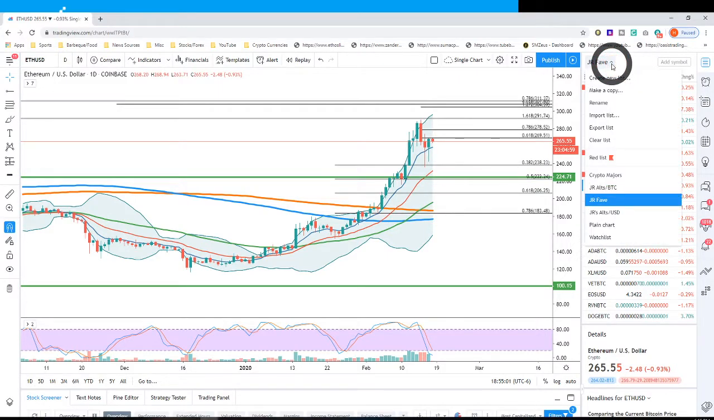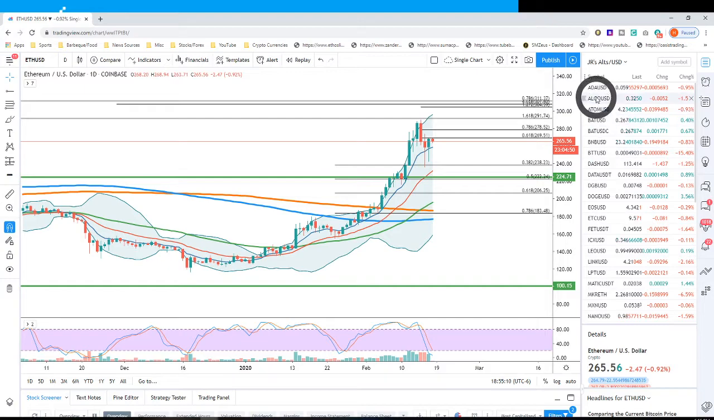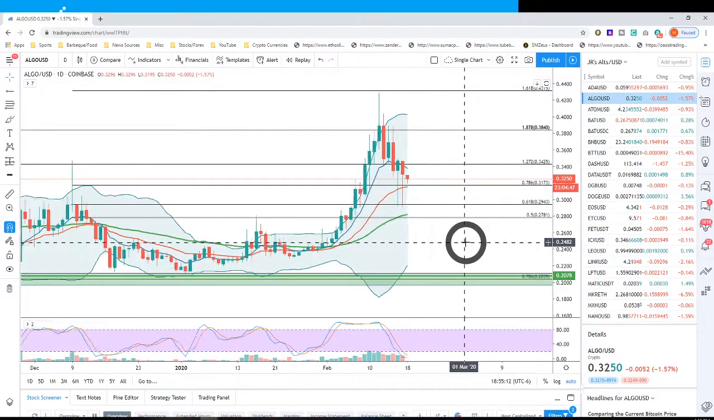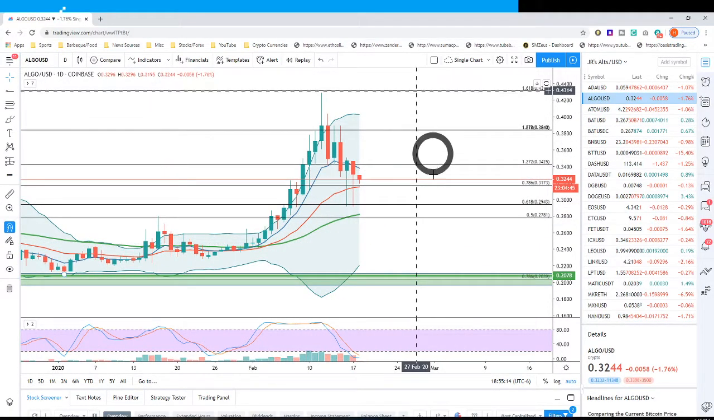Oh, there we go. They changed things up a little bit. Okay, there we go. Algo USD and BAT BTC. Okay, so let's go look at Algo first, and this will be the USD pair. So I did this one.